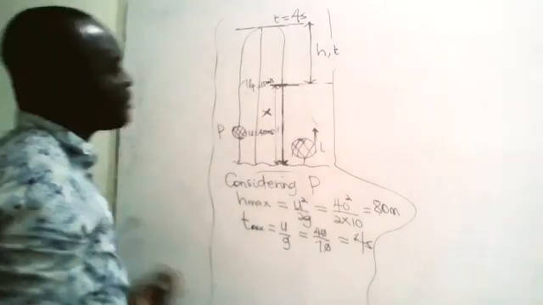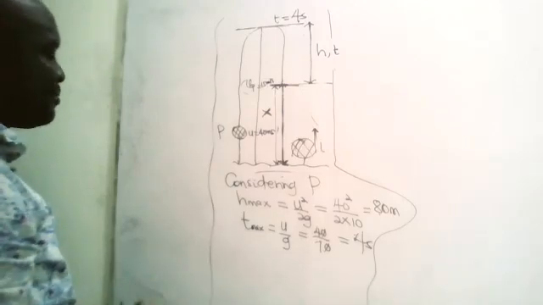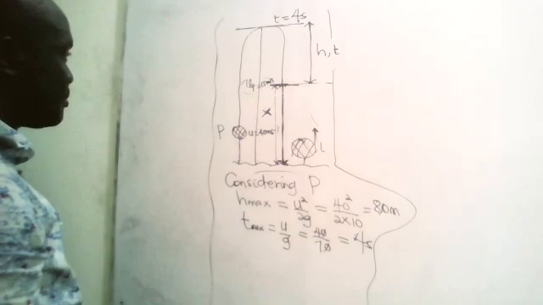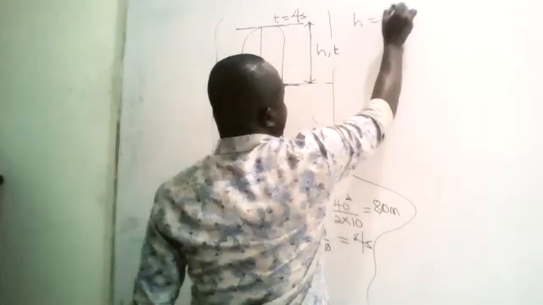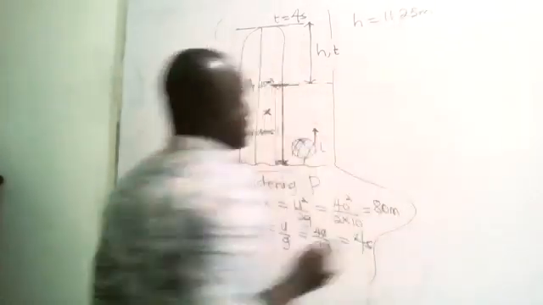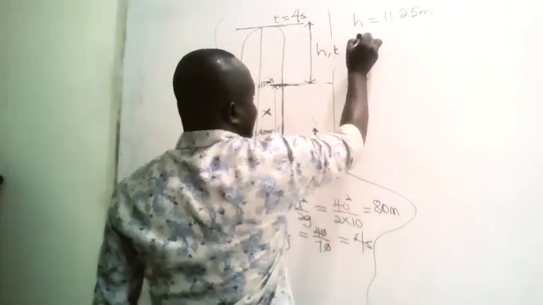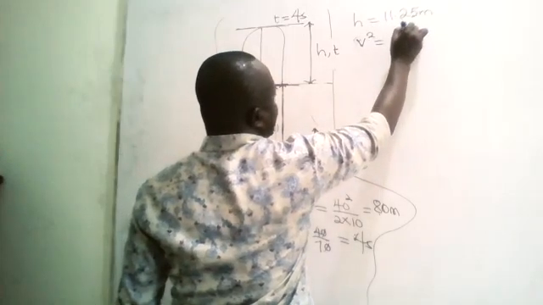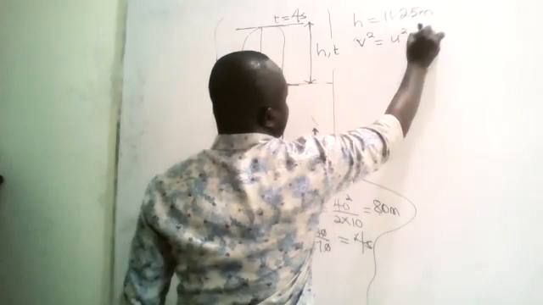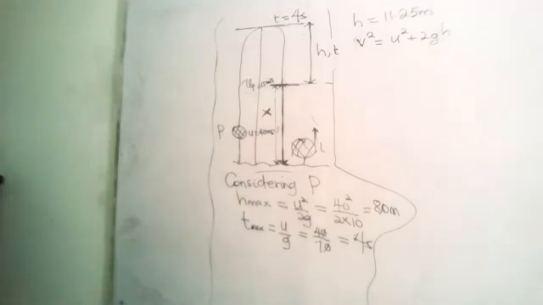Yes, Amma. Sir, for the height, I got 11.25 meters. So h is equal to 11.25 meters. Amma, how did you do it? I used the third equation of motion, which is v squared equals u squared plus 2gh. And what is your v?